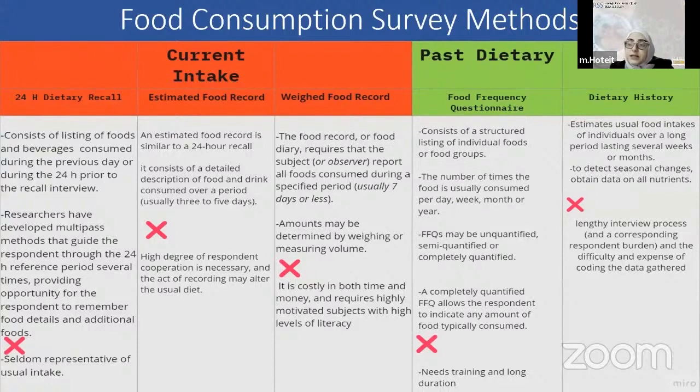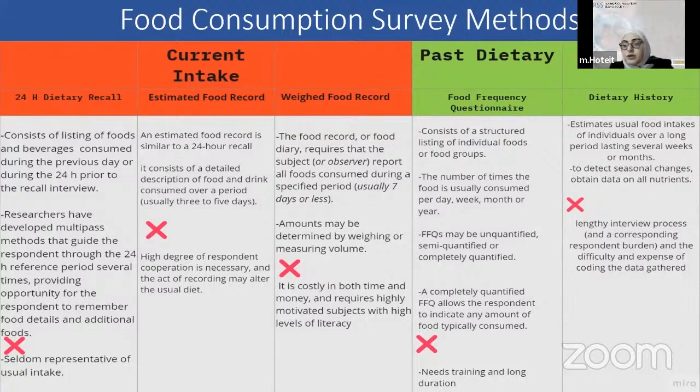The other one is the food record or food diary, which requires that the subject report all food consumed during a specified period, which is 3 to 5 days. These surveys collect information not only about the type of food consumed, but also the source of the food consumed, and the amount can sometimes be measured accurately. That's why the second one is called the weighted food record. Both food record types need a high degree of response, cooperation, and a high level of literacy, and the weighted one is sometimes expensive.